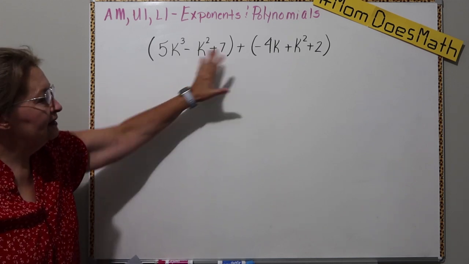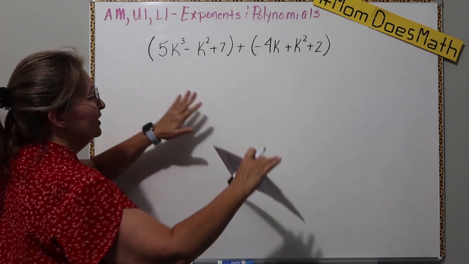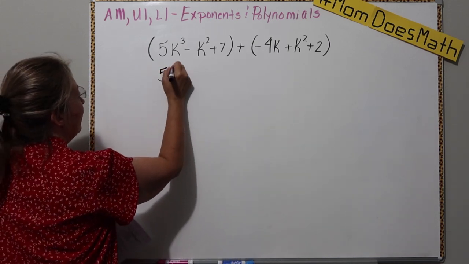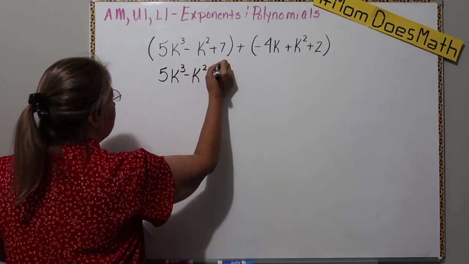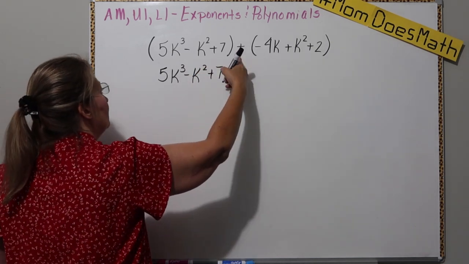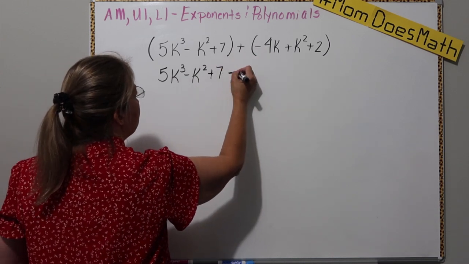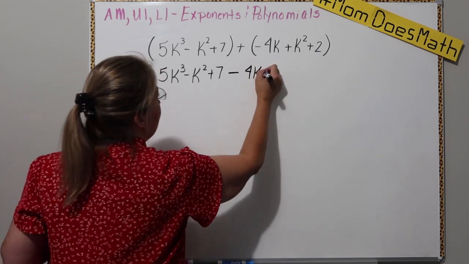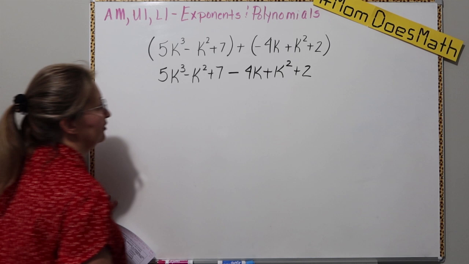They are added, so when I distribute what's in front of each set of parentheses, nothing's going to change. So let's see what this looks like. 5k to the third minus k squared plus 7. Now this 4 is negative. So when I distribute a positive 1, is it going to change that? No, it's going to remain negative. So nothing changes. This remains positive, and this one remains positive.